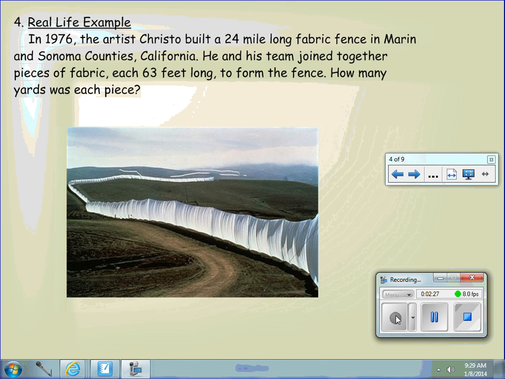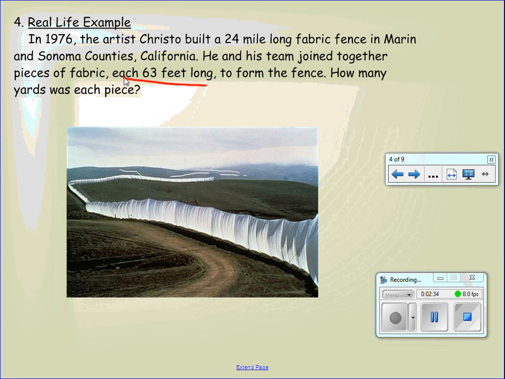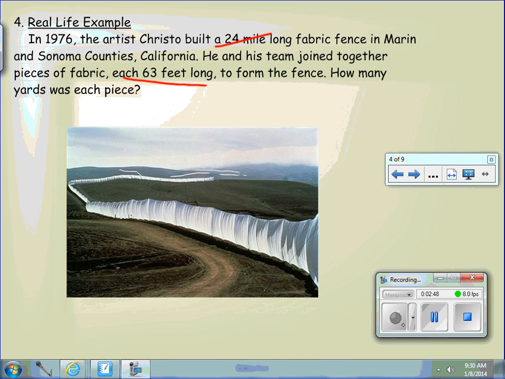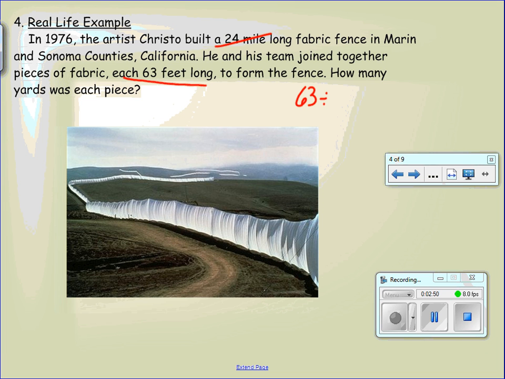In the information that we have, each piece is 63 feet long. So it does not really matter how long the fence was. The question is asking how many yards was in each piece. So we're going to take 63 and divide it by 3 because there are 3 feet in a yard. 63 divided by 3 is 21. Your final answer will be 21 yards.